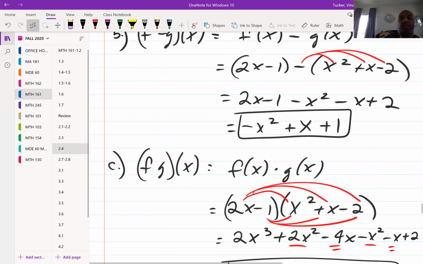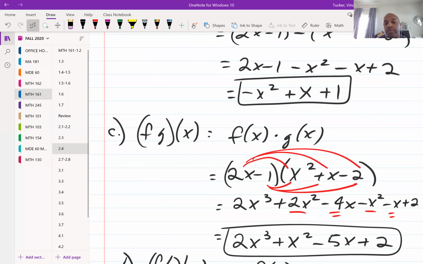F times g of x, multiply your functions. 2x minus 1 times x squared plus x minus 2. So 2x times x squared, 2x cubed, 2x times x, 2x squared. 2x times -2 is -4x. Then multiply -1 to each term, which will give you negative x squared, negative x, and plus 2.